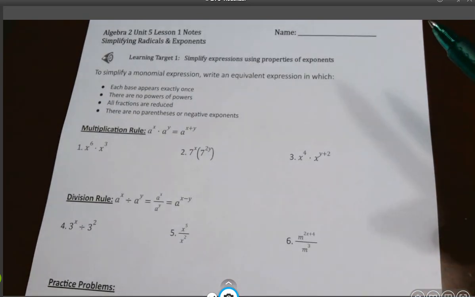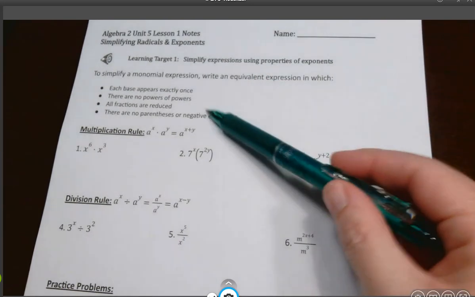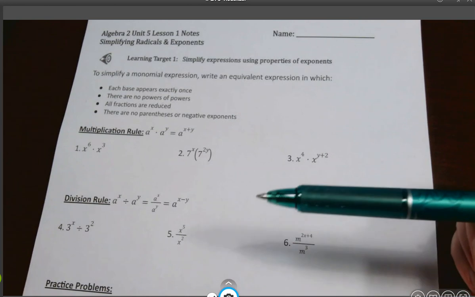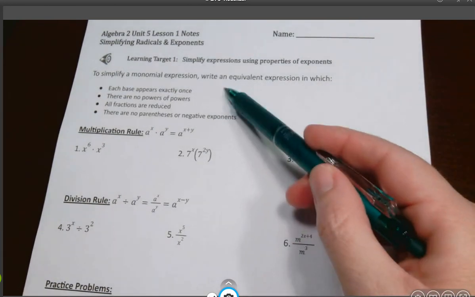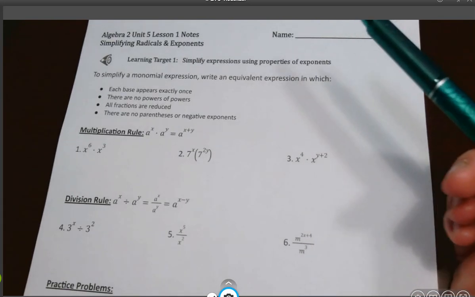All fractions are reduced. So for example, if you had the fraction 3/6, it would reduce to 1/2. And there are no parentheses or negative exponents in your final answer. So as you go through some of these examples, especially the more complicated ones at the end, if you're wondering if you're done, you can go back to these rules and see if you have followed all those rules.